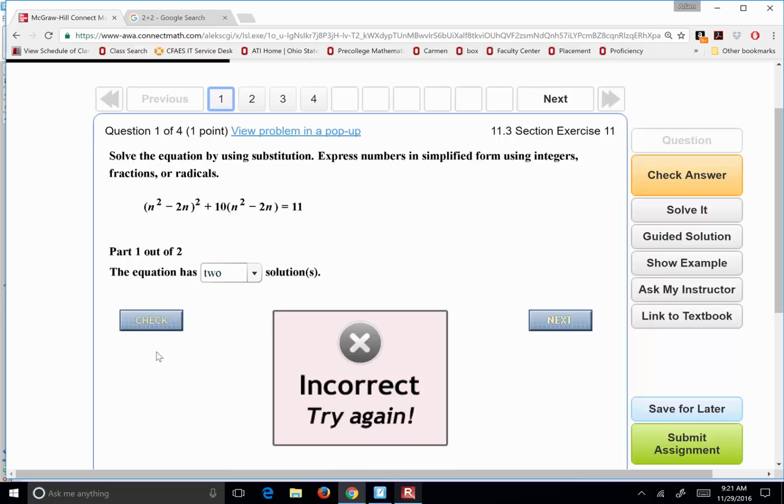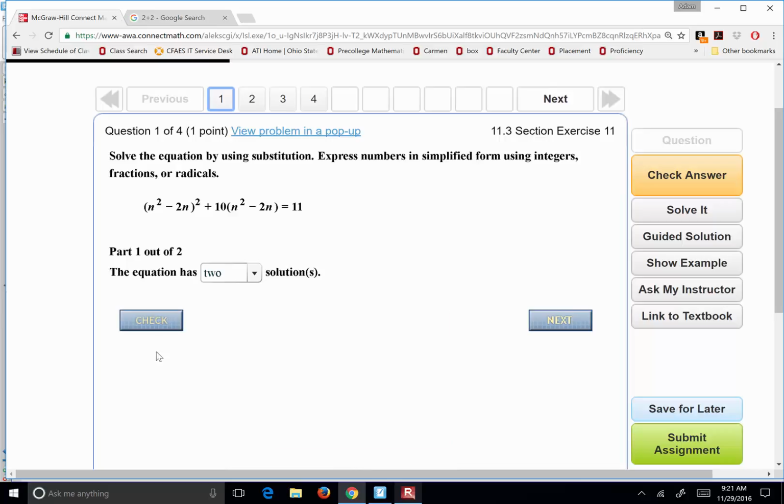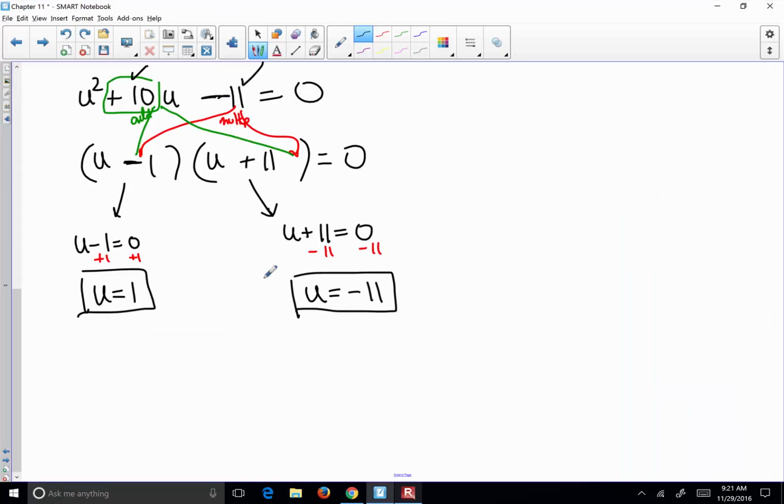Wait a second, it says incorrect. I couldn't even try my solutions. I found two and it says, no, sir, it's incorrect. Where did I mess up? What are these values I solved for? What variable are these numbers for? N squared minus 2. Yeah, when you read, it says u is 1.